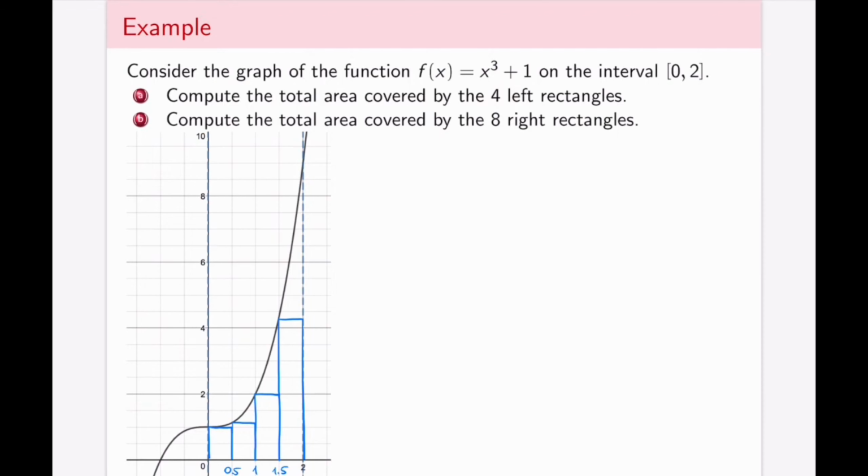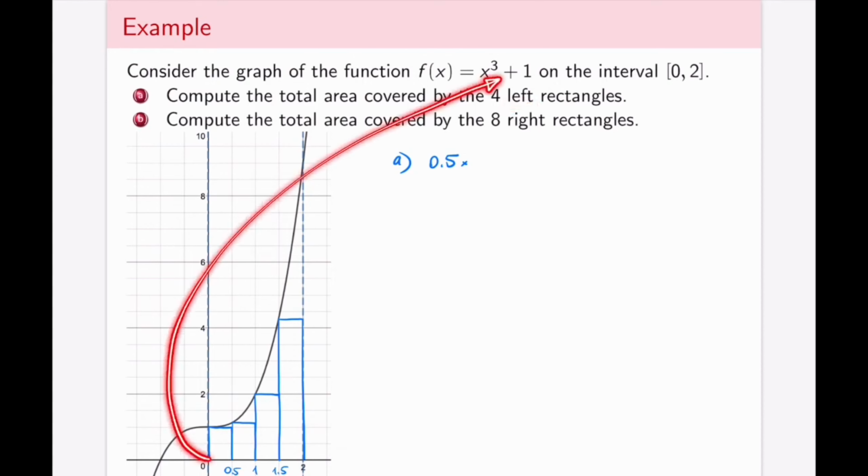Now, if I were to calculate the areas of these rectangles, then what I'm going to do is something very similar to what we've done in the previous exercise. So for part A here, I'm going to note that the width of each rectangle is going to be 0.5, and then in order for me to calculate the heights, I'm going to use the left endpoint of each interval, plug it into my function, and figure out what the y-coordinate or the height of the corresponding rectangle is.